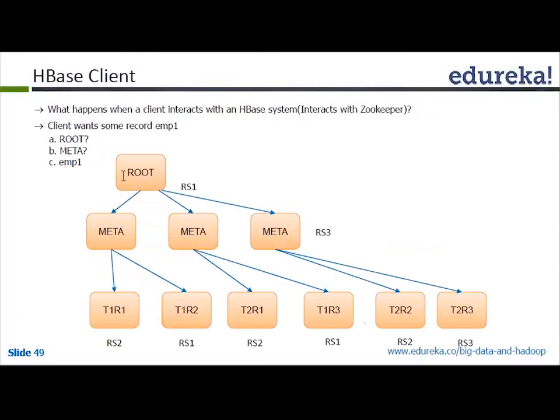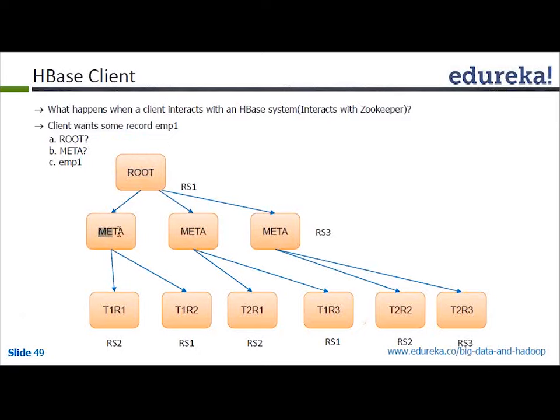So if you are an HBase client and you want to get to a particular piece of data, how will you get it? This is how, step by step, you will be getting that information. What happens when a client interacts with the HBase system? Primarily, of course, it will interact with the Zookeeper. Now the client wants some record number EMP. It will first look at the root table.